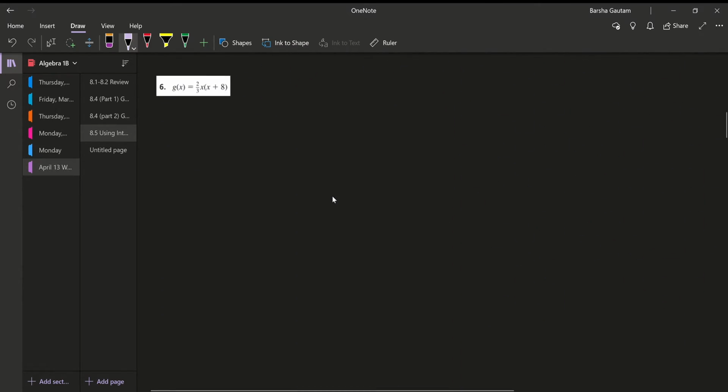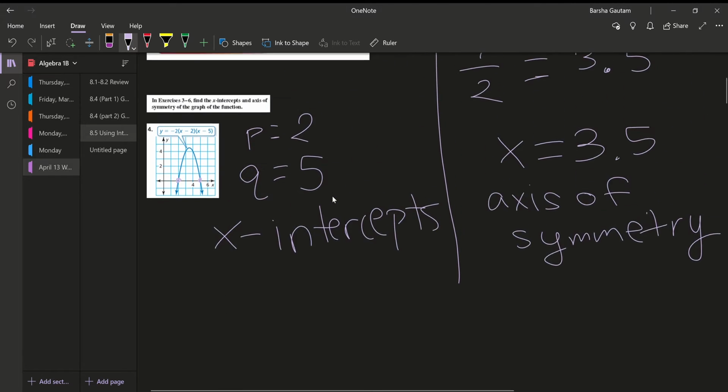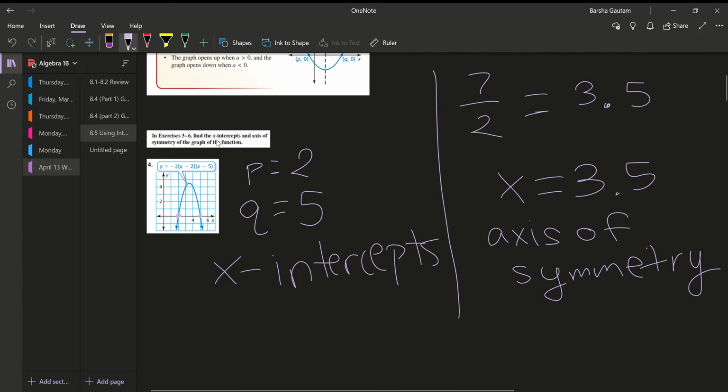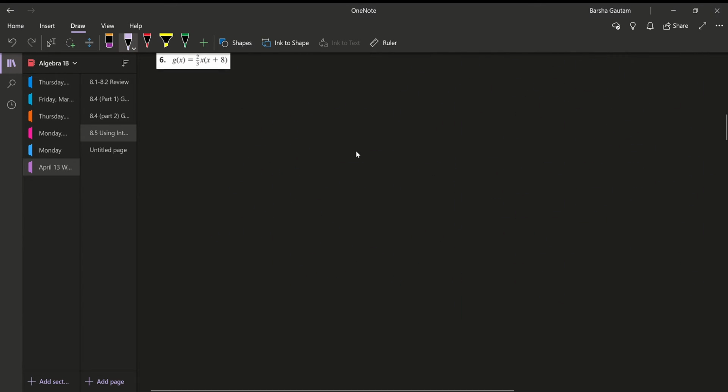Number 6, g of x is equal to 2 over 3 x times x plus 8. So the same directions as the one that we had previously. So let's go ahead, see if we can move this down. Oh, it doesn't want to move down. Okay. So g of x is equal to 2 over 3x times x plus 8.